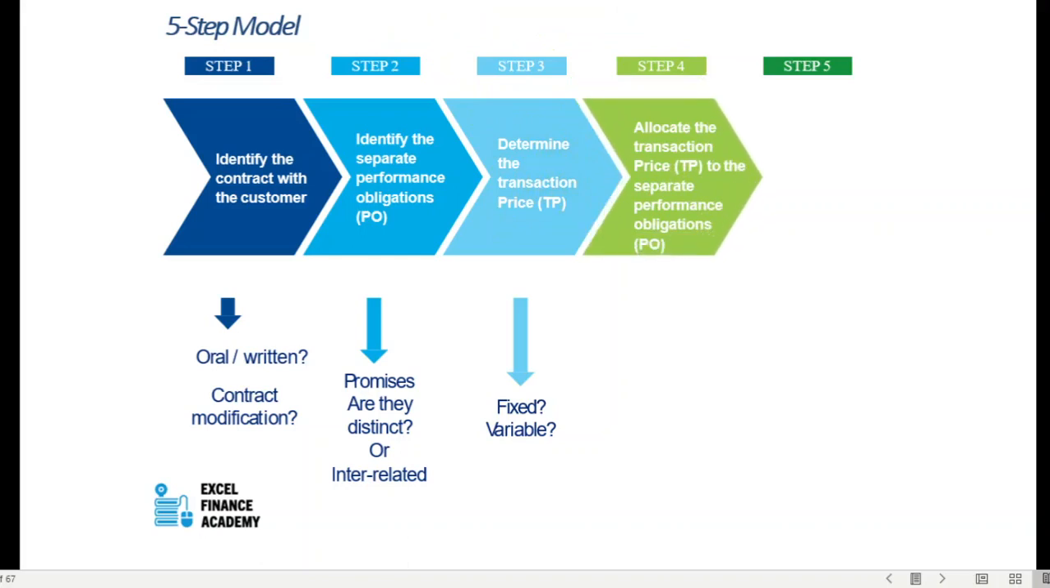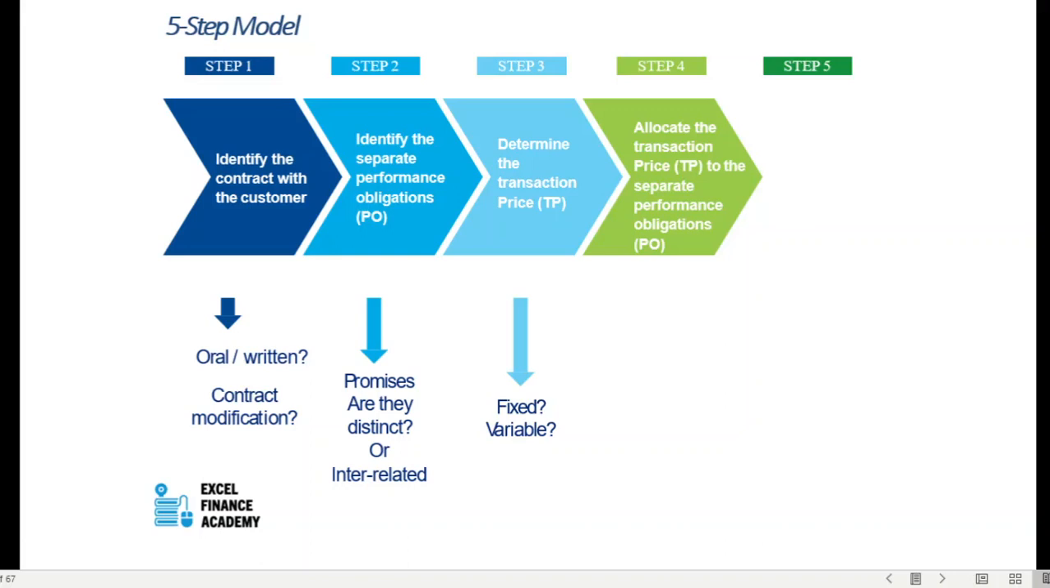The fourth step is to allocate the transaction price. The transaction price can be a combined price for all the performance obligations in the contract. So the fourth step is to allocate the transaction price to separate performance obligations. Now, why do we do that? Because IFRS 15 requires us to segment the revenue by what we are getting the revenue from. So there may be the car sale, there may be warranty revenue, for example, and the interest income. So all three have to be identified separately.